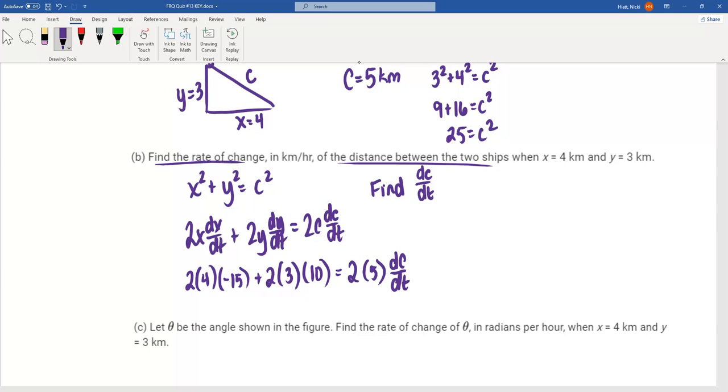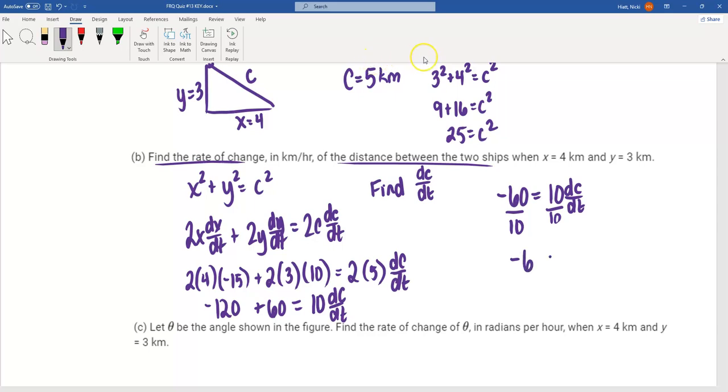let's see, 2 times 15 is 30, 30 times 4, we got negative 120 right there. Here we're going to get plus 60 equals 10 dc/dt. So that's going to be negative 60 equals 10 dc/dt, and we will divide by 10, and so we got negative 6 for dc/dt.